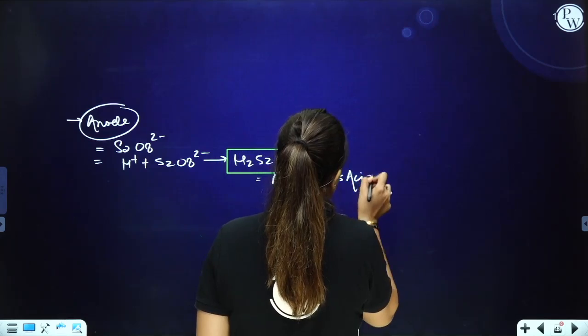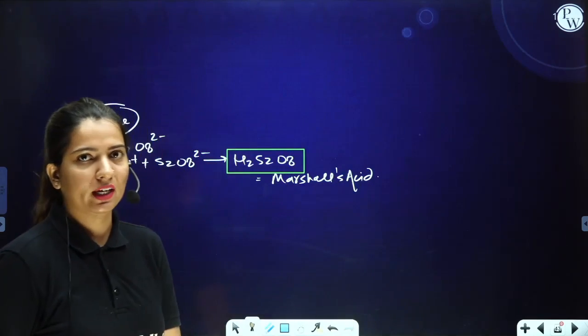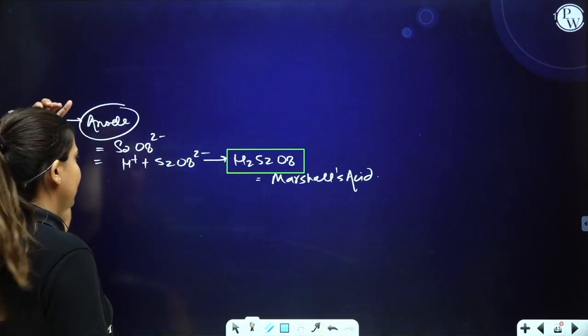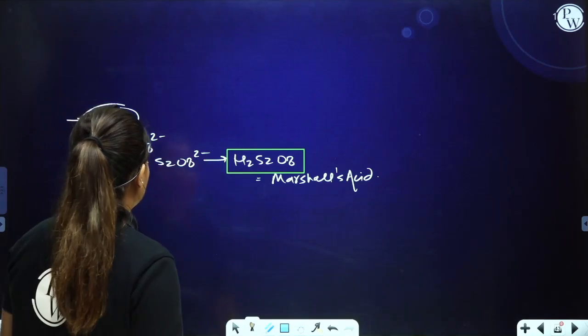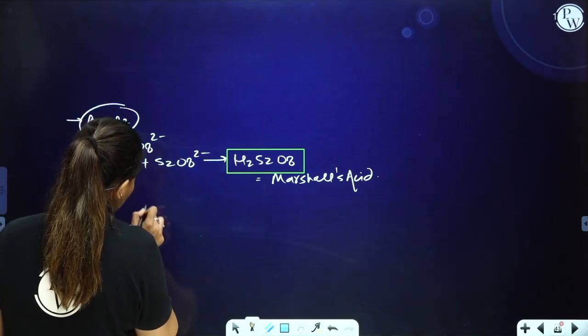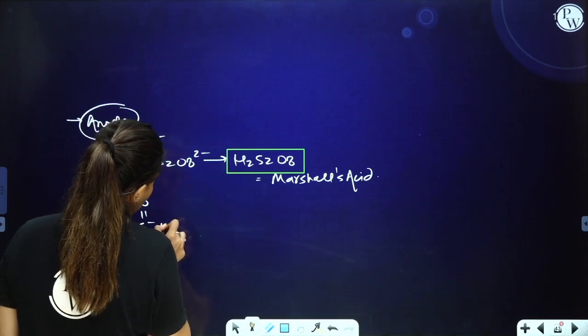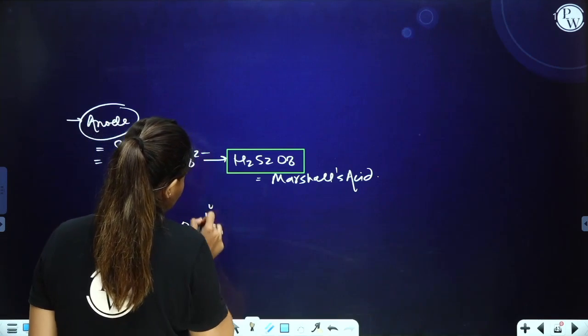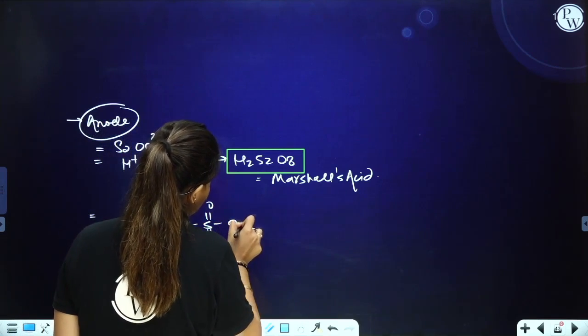This is also called Marshall's acid. You need to remember this very nicely. Now we have to undergo the hydrolysis of this acid. This hydrolysis is not still complete.